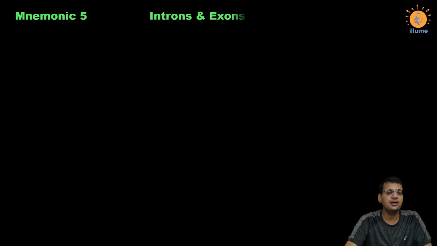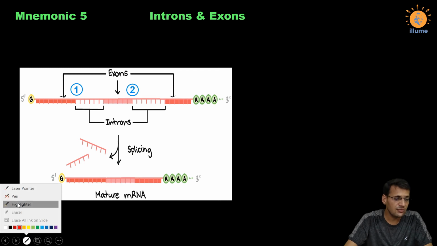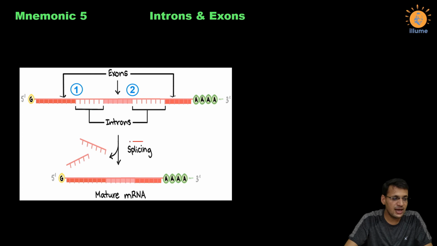Next is the fifth mnemonic. Herein I would help you remember about introns and exons. First I'll tell you what these are. After transcription, what we get is a raw mRNA which has two basic parts, introns and exons. Exons would express themselves, introns will never express themselves. So by a process called RNA splicing, we would cut out these introns, and these introns are then of no use. So in the final mature mRNA, you would have only exons.